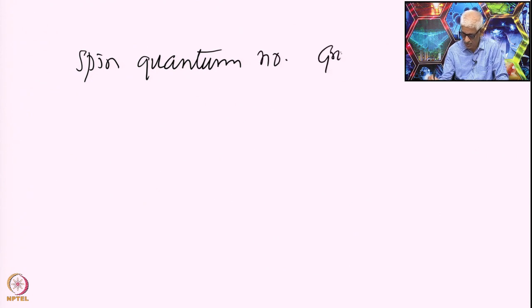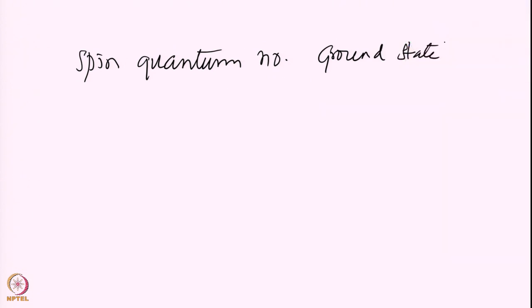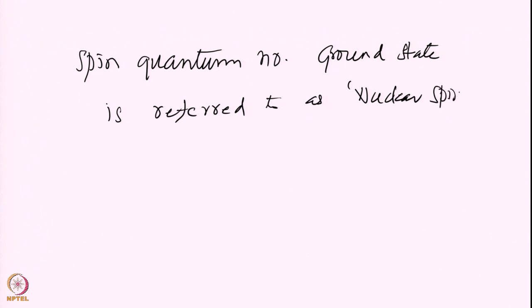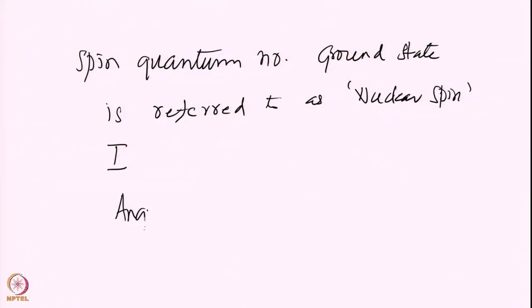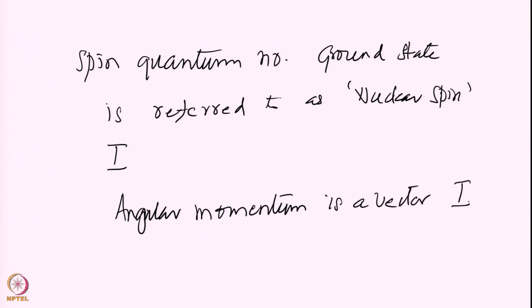Okay. And the spin quantum number corresponding to the ground state is referred to as nuclear spin. In the common language, it is referred to as nuclear spin and is represented by the symbol I. Angular momentum is obviously a vector, and nuclear spin is a value which is a number. This is the quantum number, which is a number, and the angular momentum corresponding to this will be a vector. So, angular momentum itself is a vector, so we represent it like that.